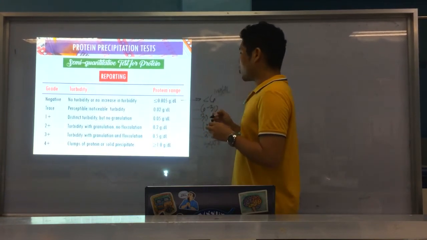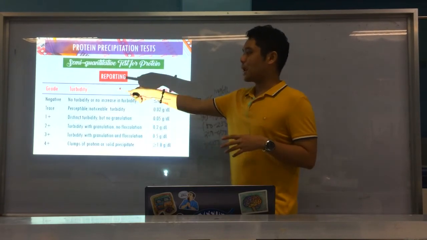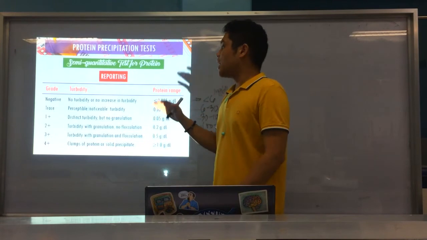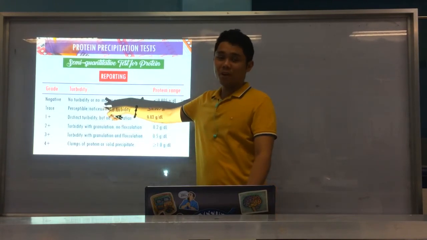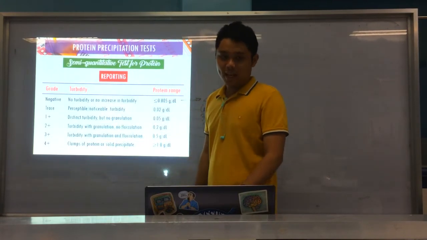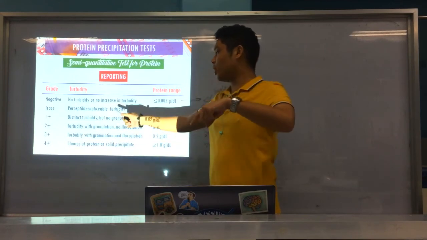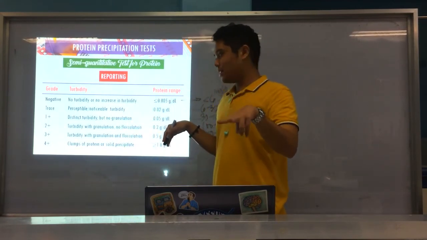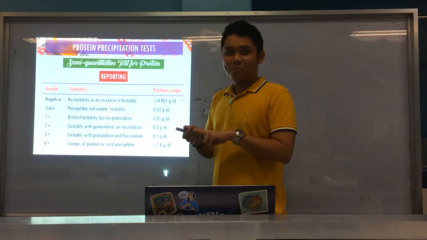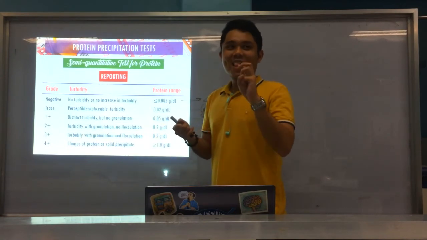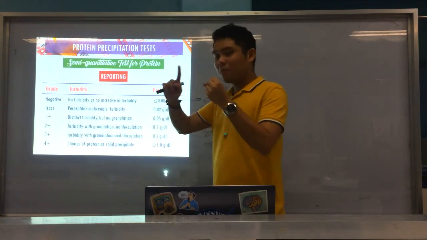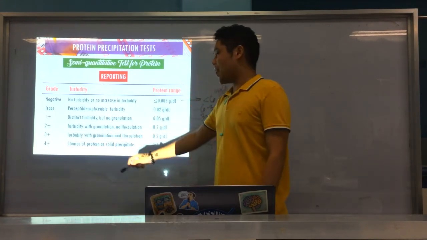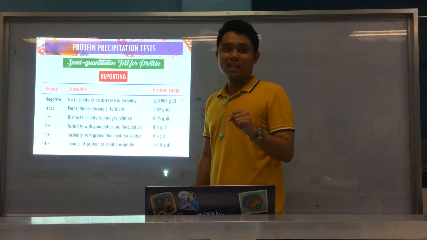Alright? Okay, so how do I remember the grading in SSA? As you can see, negative, none at all, no turbidity. Trace, perceptible or noticeable turbidity. 1 plus, just 1, so therefore, turbidity only. Distinct turbidity, but no granulation. 2 plus, turbidity and granulation, but no flocculation. 3 plus, turbidity, granulation, and flocculation. So 3, it has 3 for 3 plus. And then 4 plus is clumps of protein. That's how I remember it.